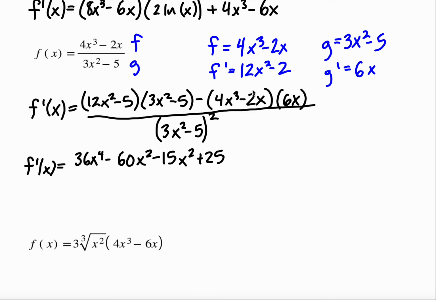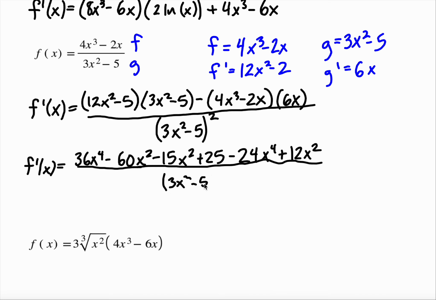And then here I'm going to go ahead and distribute the negative as I do this. So I'm going to get minus 24x to the 4th and then plus 12x squared. Okay, so now I can simplify. Let's first do this. We'll write this all over (3x squared minus 5) quantity squared, right? And then we'll get our final answer here.